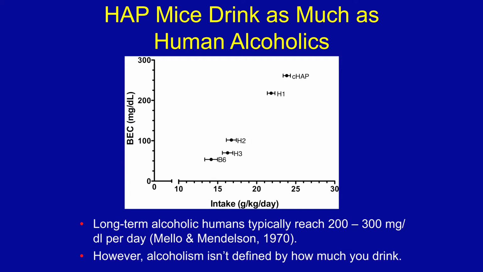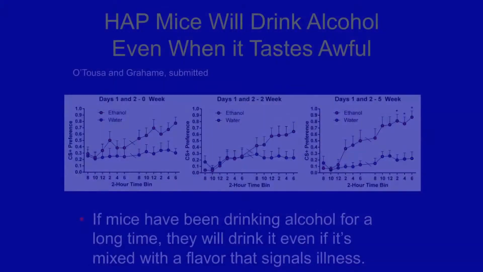In fact, when I worked with these animals, I was very surprised by these data because these animals don't look drunk at all. So after many weeks of drinking, they can hold their liquor and they can get to these very high blood alcohol levels. And perhaps more crucially, they do this on their own volition. I'm not forcing them to. This is what they choose to do. This is what they're selectively bred to do.